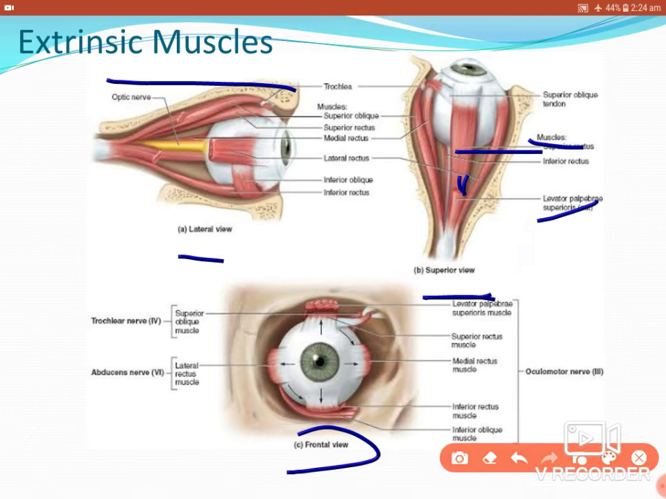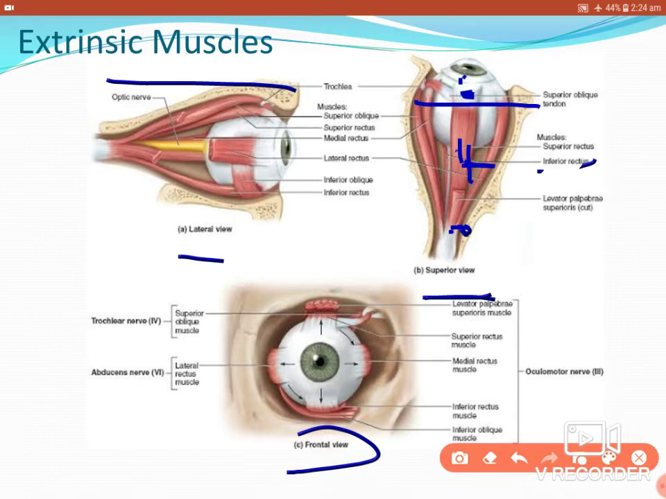It is coming from the part of the bone above this common tendinous ring, goes forwards and superiorly to the superior rectus. Insertion I will explain later. Then see the superior rectus muscle: from the superior aspect of the common tendinous ring it goes forwards and superiorly, then is attached to the sclera. This is the anterosuperior part of the sclera, just behind the sclerocorneal junction and in front of the equator.